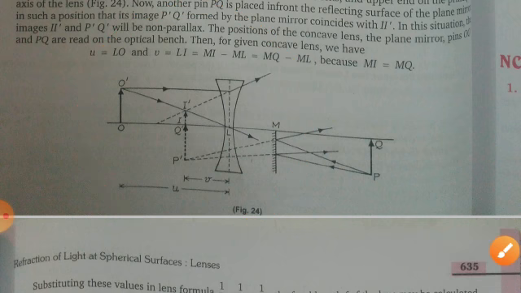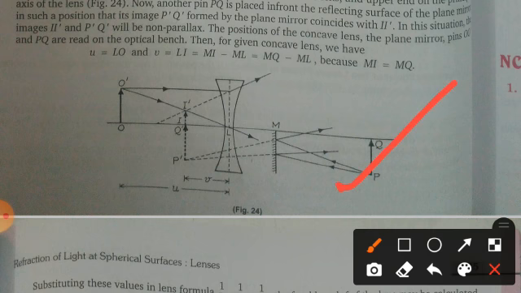So now another pin, you can see here, PQ, is placed in front of the reflecting surface. This is the pin position PQ in such a position that P'Q', the image formed by this lens, coincides with II'. In this situation, the image II' and P'Q' will be non-parallax. So the positions of the concave lens, the plane mirror, pin OO', here you can see the position of OO', and PQ are read on the optical bench.